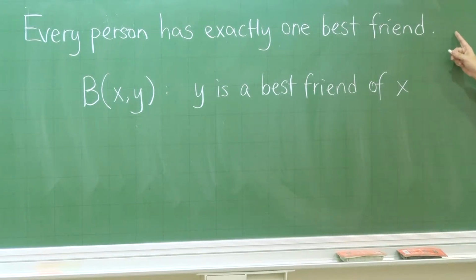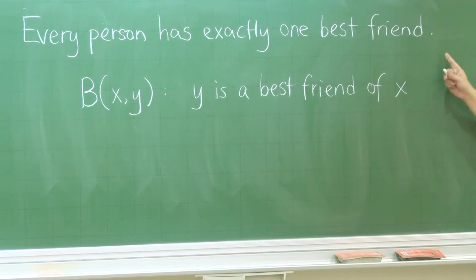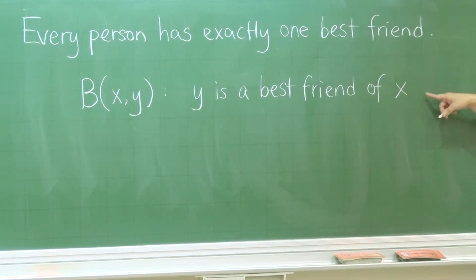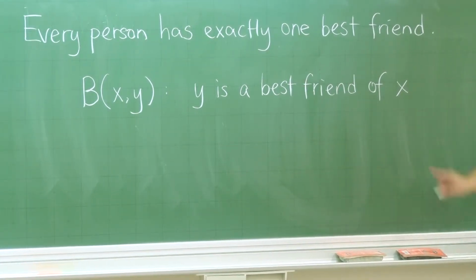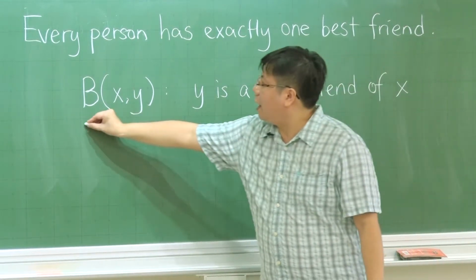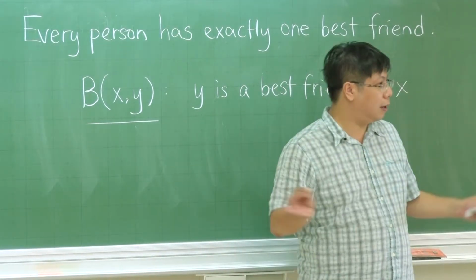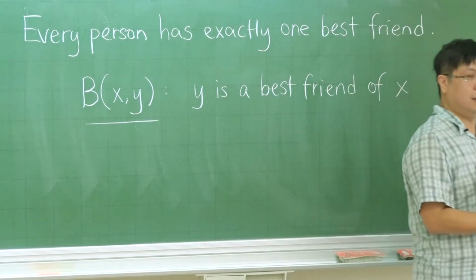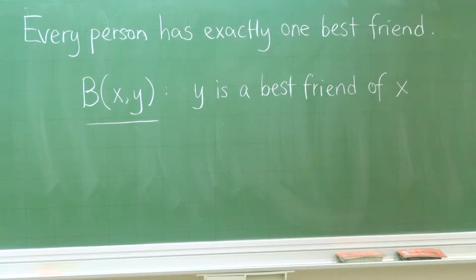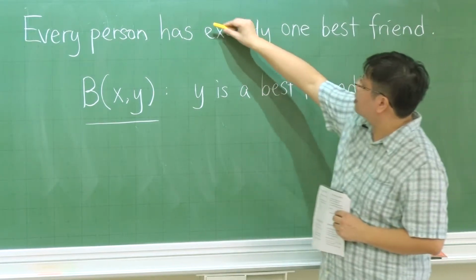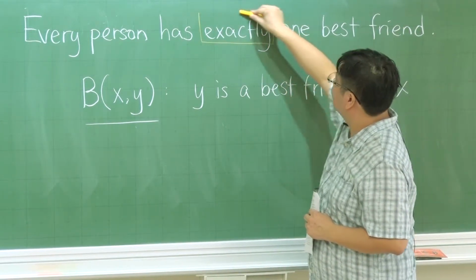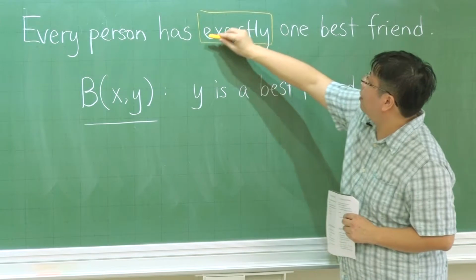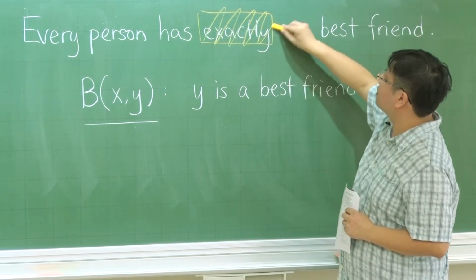Now, this is the sentence that we want to translate. And we want to translate this accurately using the given b(x,y). And we assume that the domain is all people. Okay. So how do we do it? Now the most difficult part comes from this "exactly". Okay, so let's omit this at the beginning, at this moment.